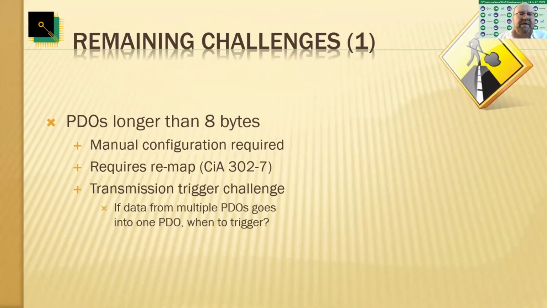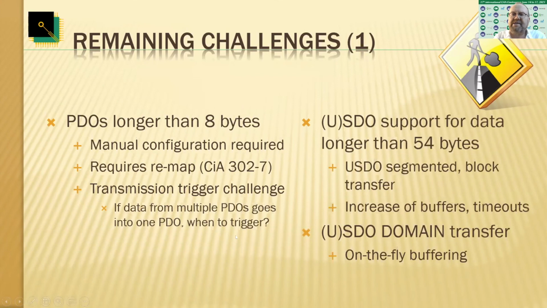Well, for PDOs longer than 8 bytes, I don't see any automated way to handle those, so they really require some manual reconfiguration. So that is not something the bridge can do easily automatically. Also, with PDOs longer than 8 bytes, there's the transmission trigger challenge, meaning if the data comes from multiple PDOs into one, what do we take as change of state? Do we wait until all the bits and bytes of a PDO are available? So there's quite a few challenges here.